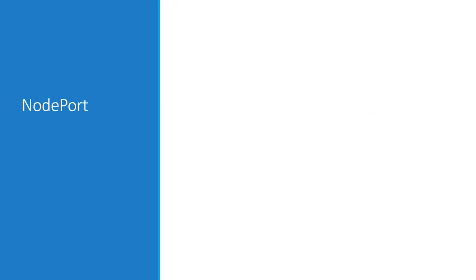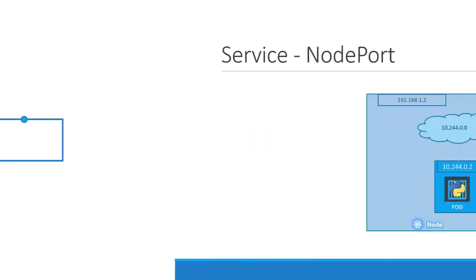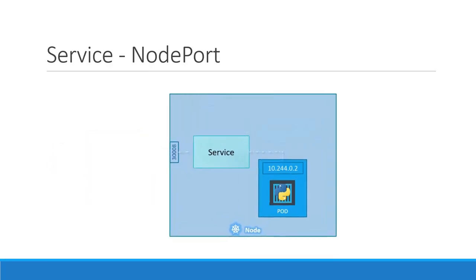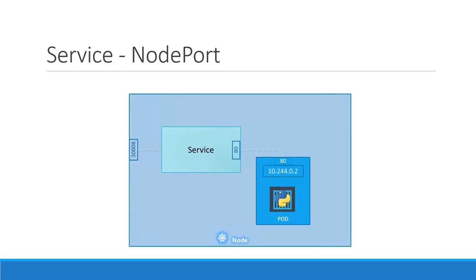In this lecture, we will discuss the Node Port Kubernetes service. Getting back to Node Port, a few slides back, we discussed external access to the application. We said that a service can help us by mapping a port on the node to a port on the pod. Let's take a closer look at the service.